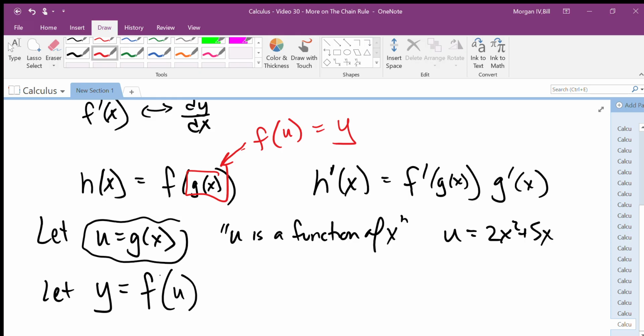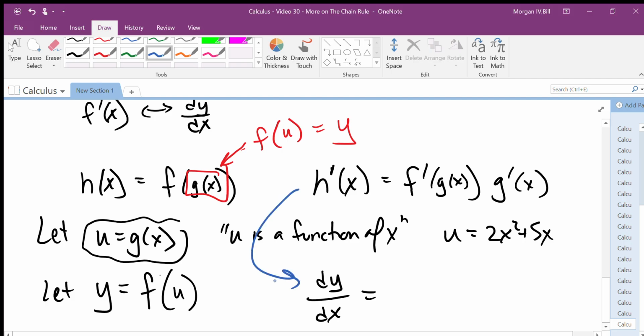Okay, think about this then. We would have the derivative of h of x. That would be like the derivative of y with respect to x is equal to, kind of mapping these two things together, f prime of g of x, right? f prime of u. You can think about this as f prime of u. But y is f of u, so f prime of u would be like the derivative of y with respect to u, times g prime of x.